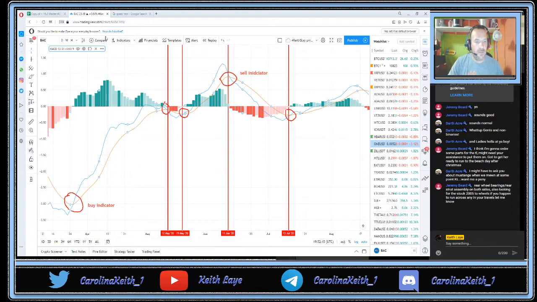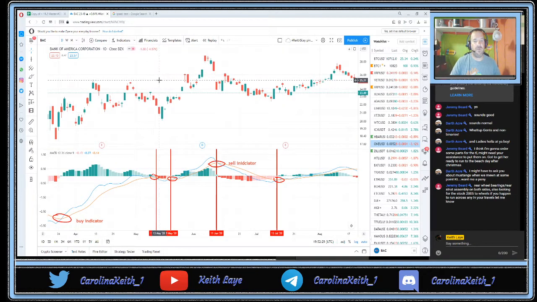All right. So, again, this is the histogram telling us buys. This is the histogram telling us sales. You know, over the midline, good. Under the midline, bad. So forth, so on. It's pretty common sense to use. Now, let's apply this to our chart.